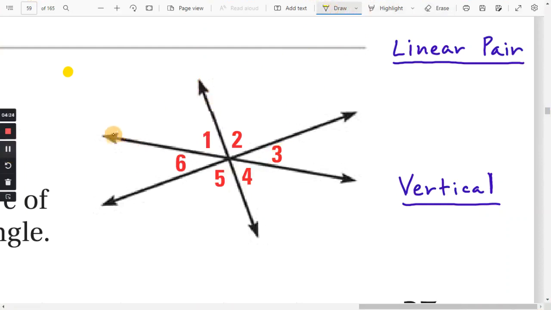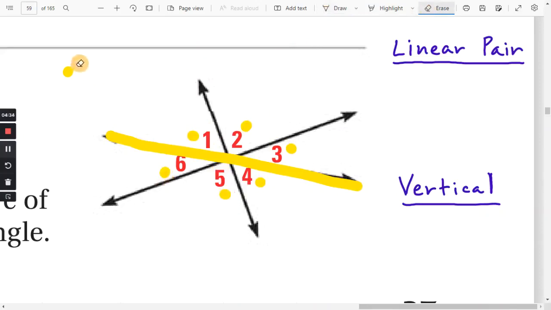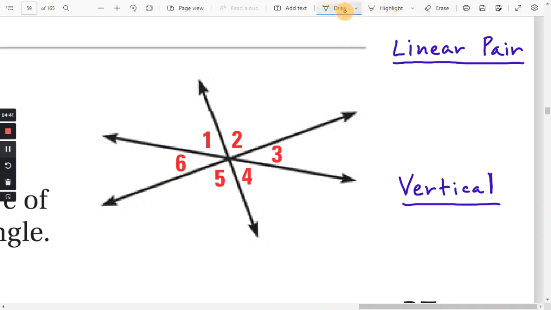And then finally, this line here, we have 1, 2, 3, 1, 2, 3 on either side. So none of them form a linear pair. Okay. As far as the vertical angles, let's take a look.